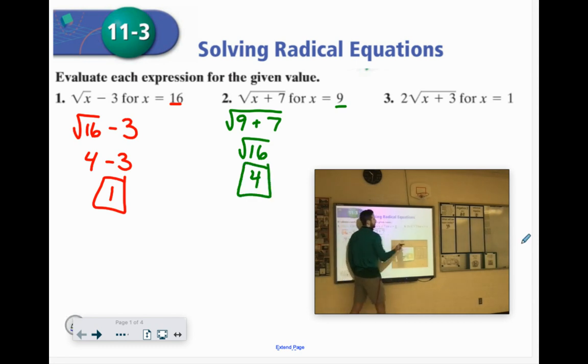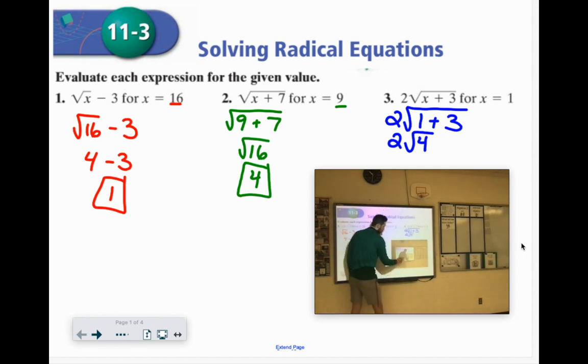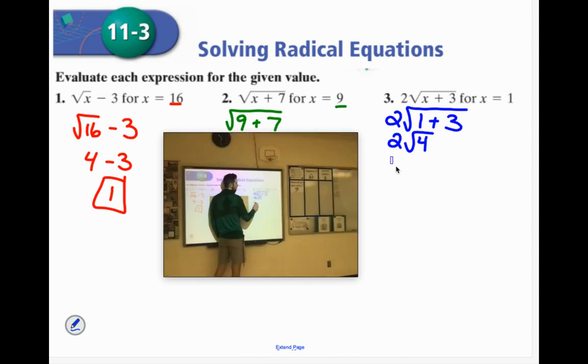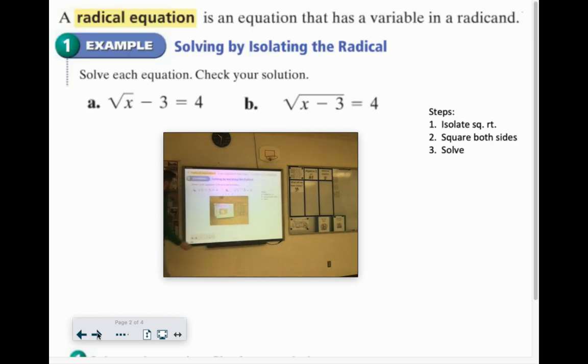And the last one, we're substituting in 1 for x. 1 plus 3 is 4. So we have 2 root 4. I'm going to move this over. We know the square root of 4 is 2, but we also need to multiply it by that regular 2 that was out there. 2 times 2 is 4. All right, let's try some equations.